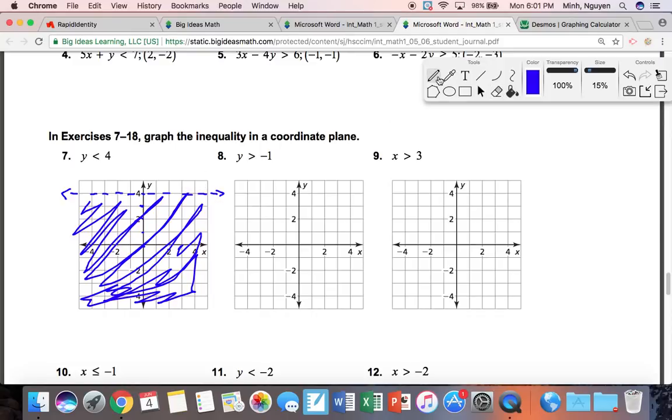Y is greater than -1, so again, there's no equal sign, so we're just going to dot that. Oops, pretend I did that nicer. Greater than -1. The y values that are greater than -1 are things like 0, 1, 2, 3, 4.